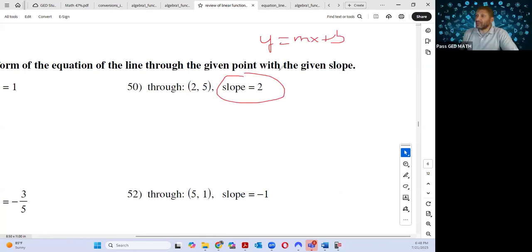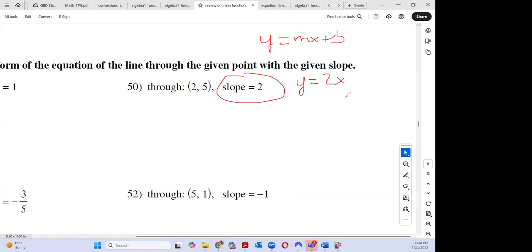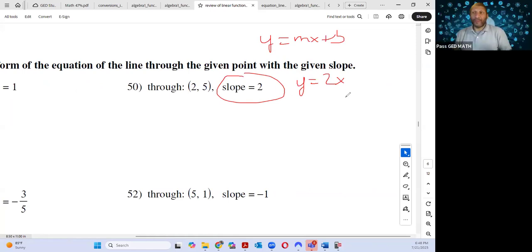My slope is 2. So I already know my equation is going to start y equals 2x because my slope is 2. I don't know what that point is yet. But hold on, Mr. Tinsley said identify what they give you. I know each point is an ordered pair that gives me x and y. So what am I going to do?